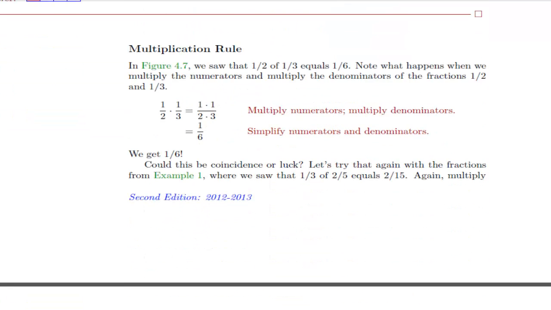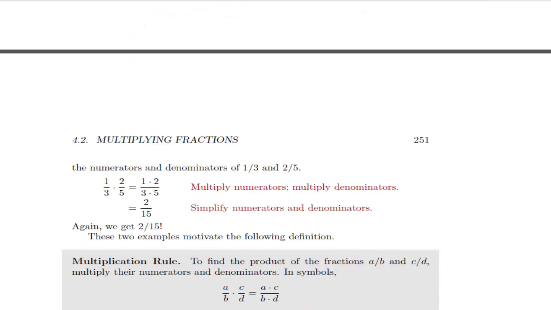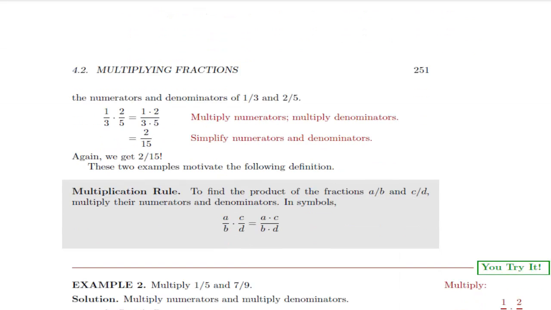Multiplication rule. In figure 4.7, we saw that 1/2 of 1/3 equals 1/6. Note what happens when we multiply the numerators and multiply the denominators of the fractions 1/2 and 1/3. The numerators multiplied: 1 times 1 is 1, and the denominators multiplied: 2 times 3 is 6. We get 1/6. Could this be coincidence or luck? Let's try that again with the fractions from example 1, where we saw that 1/3 of 2/5 equals 2/15. Again, multiply the numerators and denominators of 1/3 and 2/5. Numerators: 1 times 2 is 2, and denominators: 3 times 5 is 15. Again, we get 2/15. These two examples motivate the following definition.